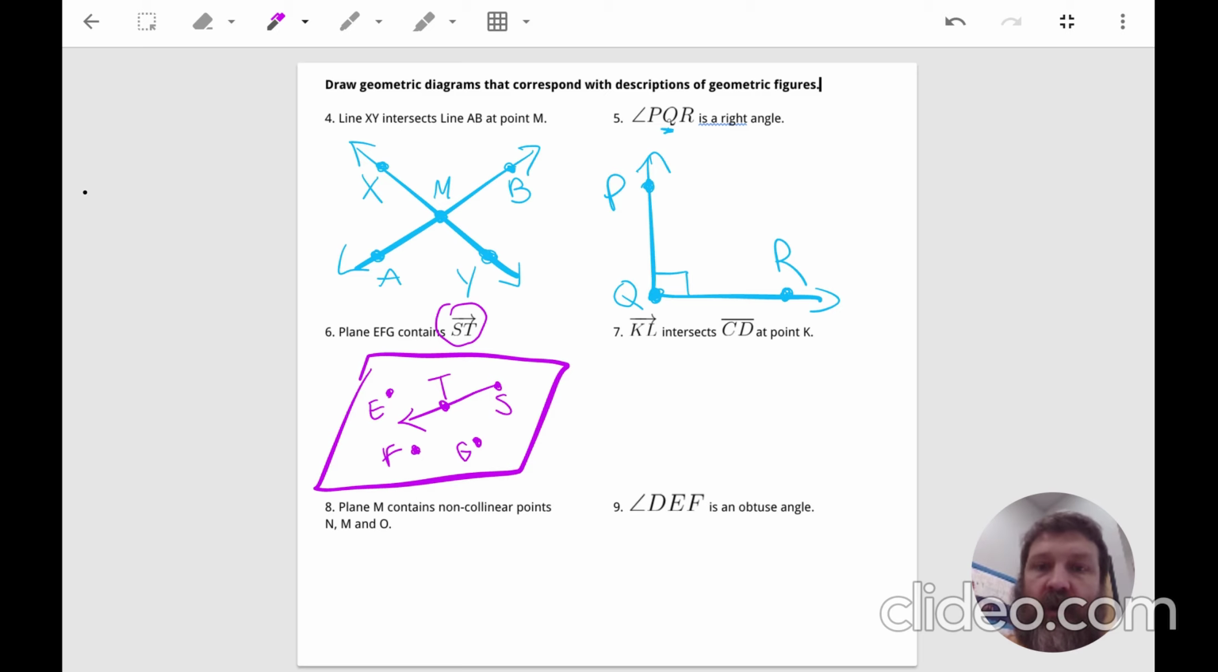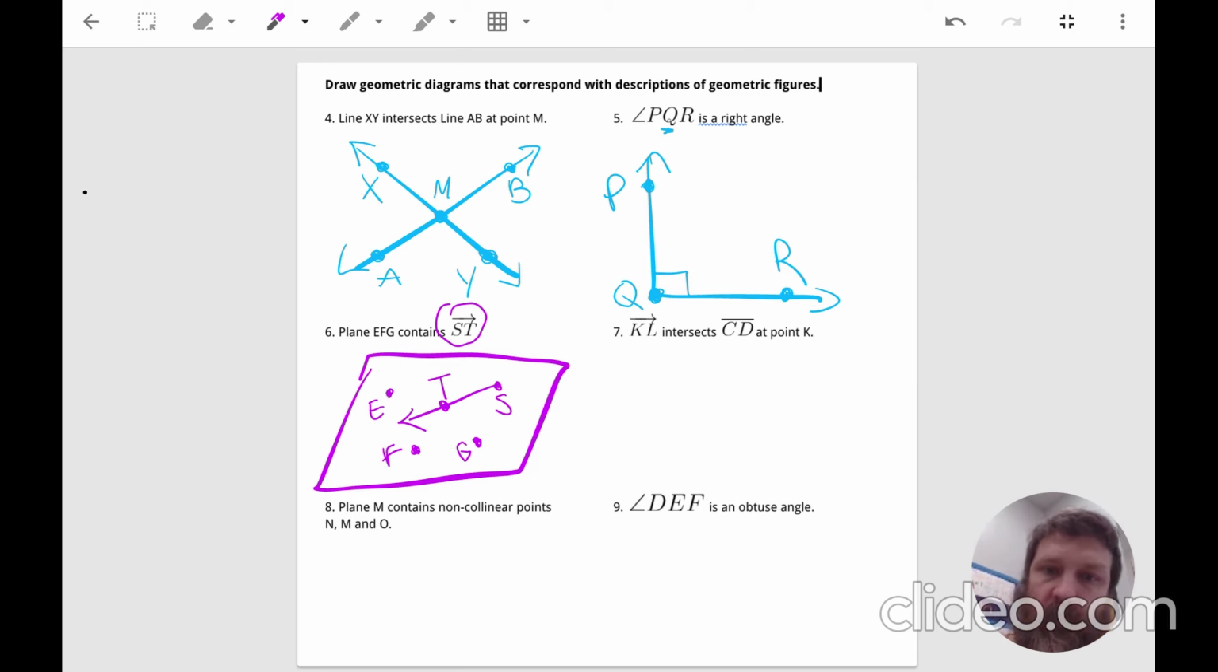Your answer could look something like this. The key features are: you've got these points. You've got 3 points, E, F, and G, that are sort of in this plane on their own. And then you've got ST, where S is the beginning of the ray and it goes towards T, where there's an arrow indicating that it's a ray.